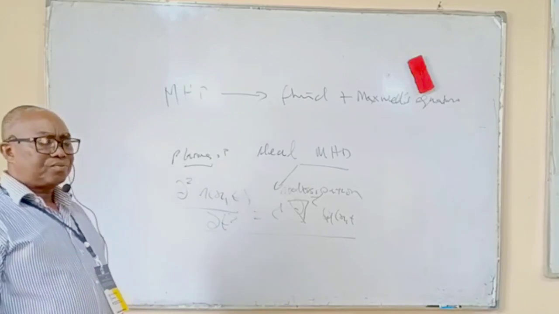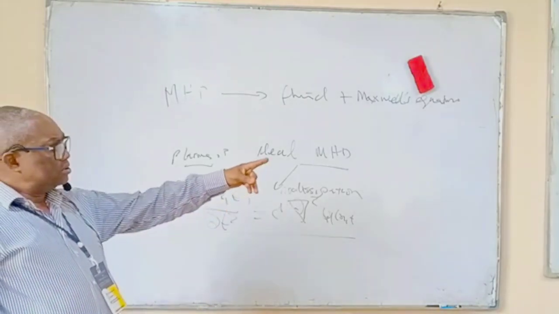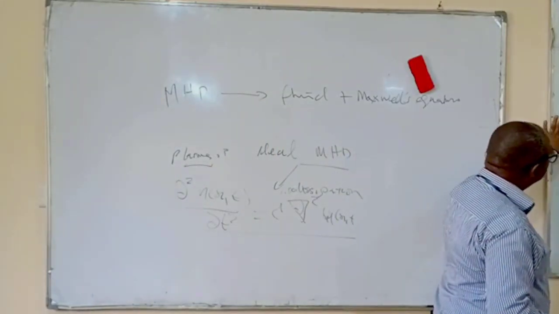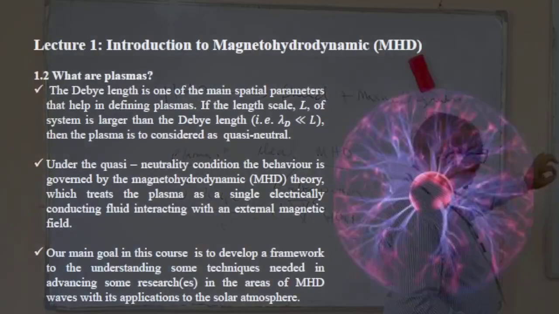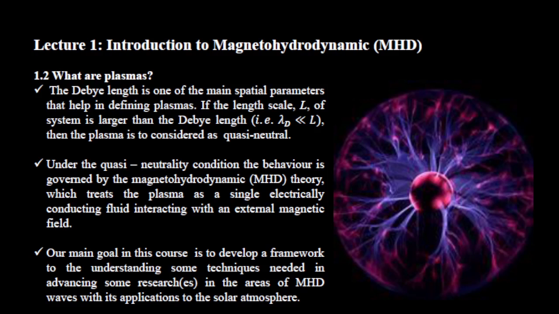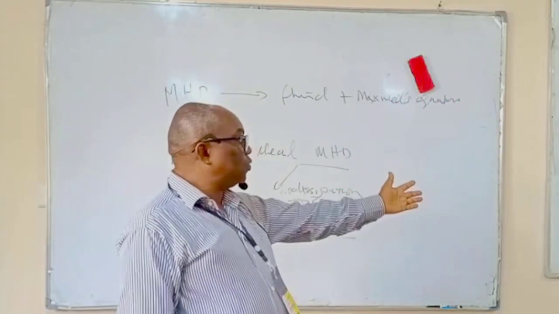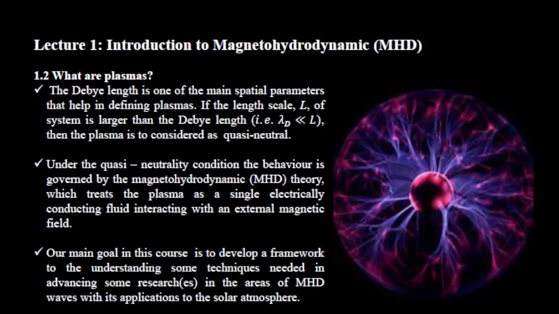So, this is very important. This is also important because the length scale L must be far greater than the Debye length. It's one of the criteria for plasma to be considered as what? Ionized gas. Anyway, we'll try to look at ideal MHD and see what will come out.